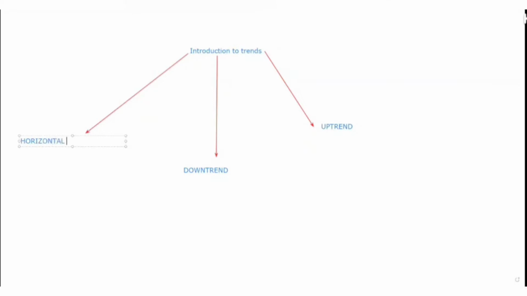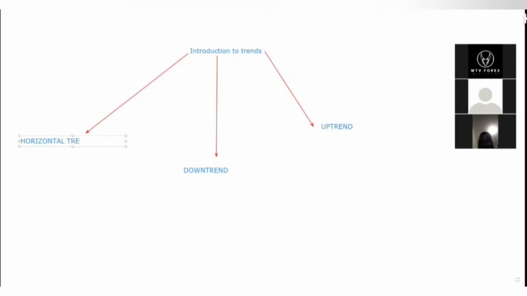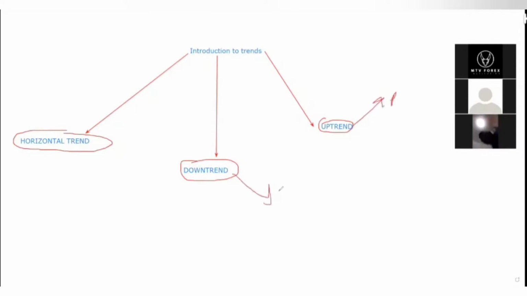Horizontal trend. Like I said, within the market we have 3 different types of trend: an uptrend, a downtrend, and a horizontal trend. Each and every single trend here has its own properties. An uptrend has its own properties, a downtrend has its own properties, a horizontal trend has its own properties.